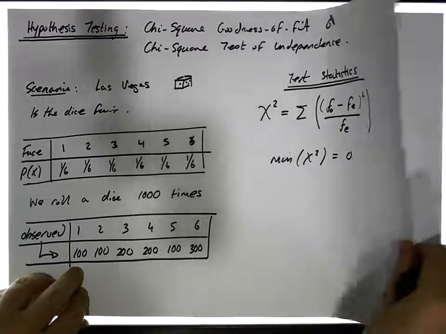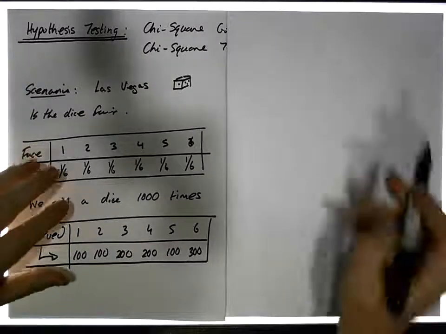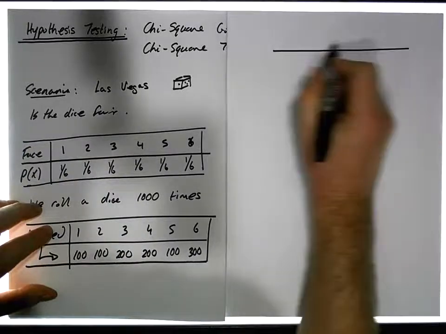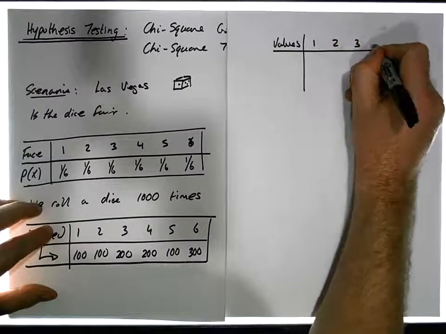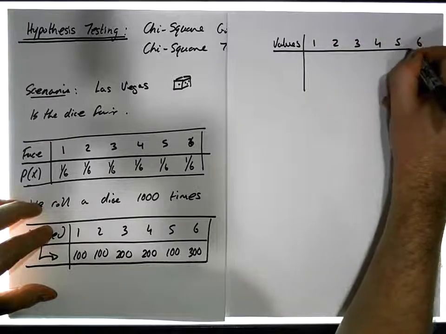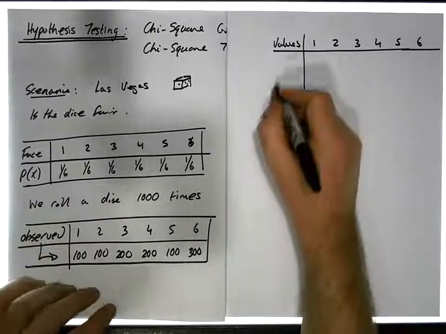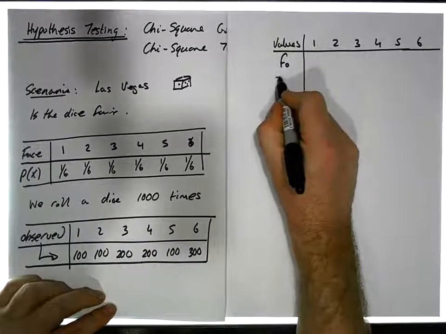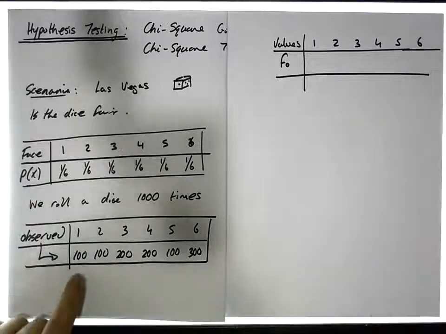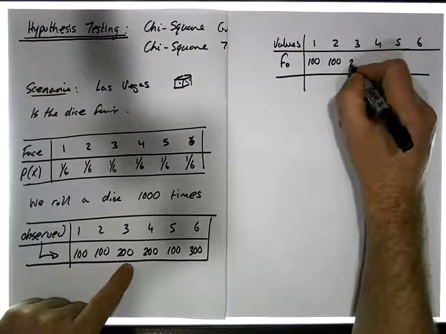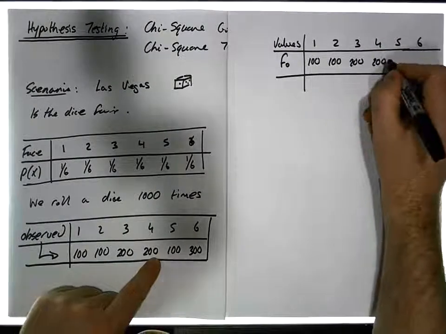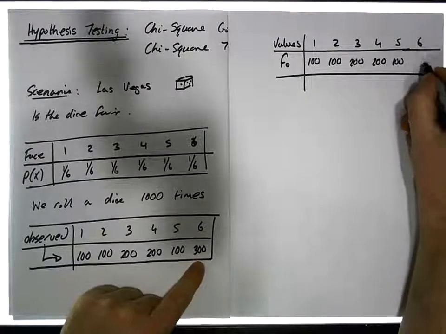So let's redo that table. The values on the die are 1 to 6. Here's our table: our values are 1, 2, 3, 4, 5, and 6. Our observed frequencies, FO, with respect to rolling our die: a 1 occurred 100 times, a 2 occurred 100 times, the 3 occurred 200 times, the 4 occurred 200 times, the 5 occurred 100 times, and the 6 occurred 300 times.